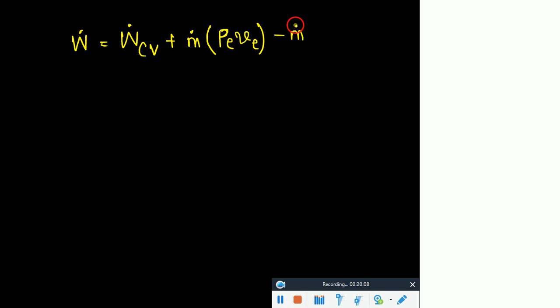And similarly, if I want to represent it in the specific volume kind of representation, what I would see is that this W dot would be equal to W dot CV. Okay, so this is W dot CV, and finally if I just represent it as m dot PE VE minus m dot I PI VI.